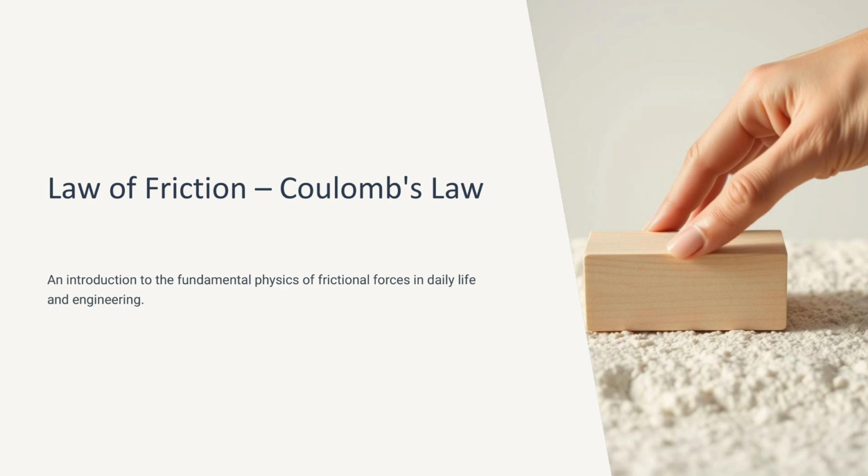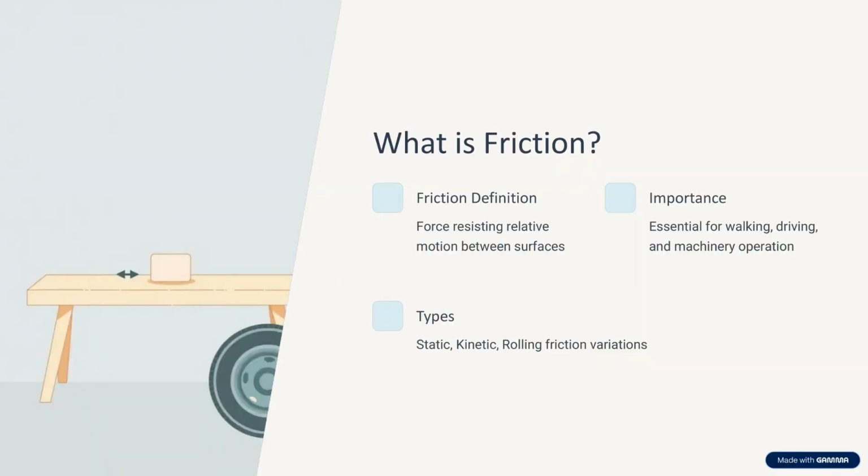Hi everyone. So today's lecture we are going to learn about the topic Coulomb's law. So let's start. We are going to understand the topic: what is friction? Friction is a force that opposes the motion of an object when it comes into contact with another surface. It acts in the opposite direction of movement and is caused by the microscopic roughness of surfaces.